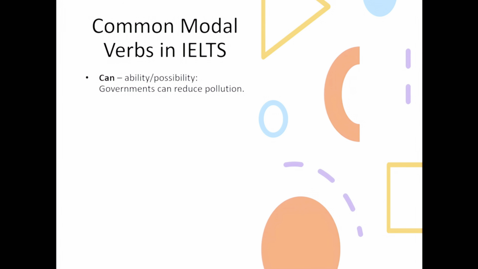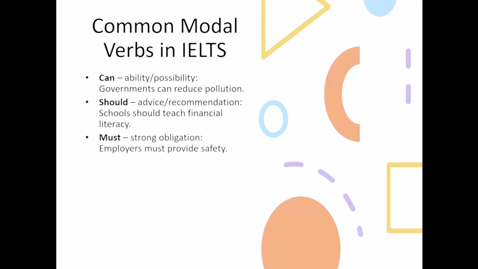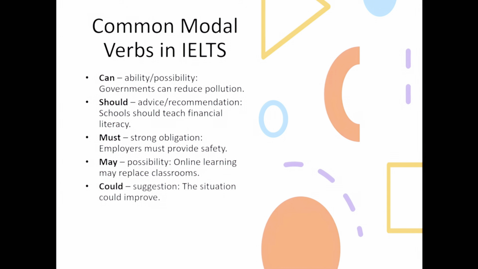Can, which is used often for ability and possibility. For example, governments can reduce pollution. Should, for advice or recommendation. So schools should teach financial literacy. Must, for strong obligation. So employers must provide safety. May, for possibility. So online learning may replace classrooms. Could, for suggestion. So the situation could improve. Might, for weaker possibility. For example, people might disagree.